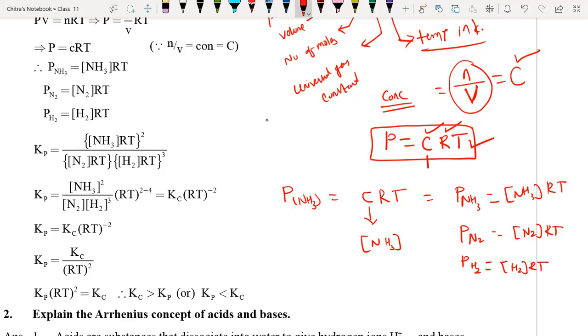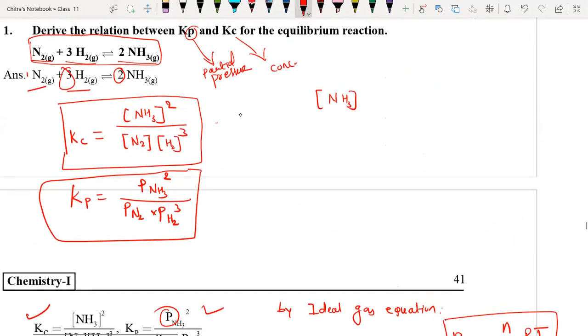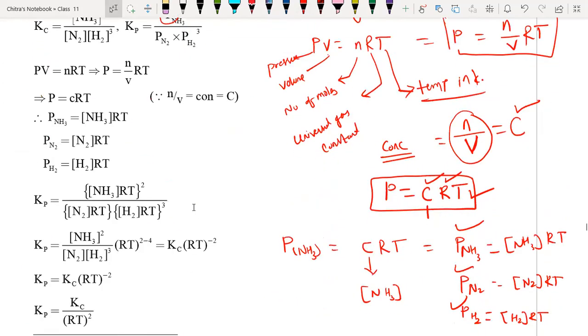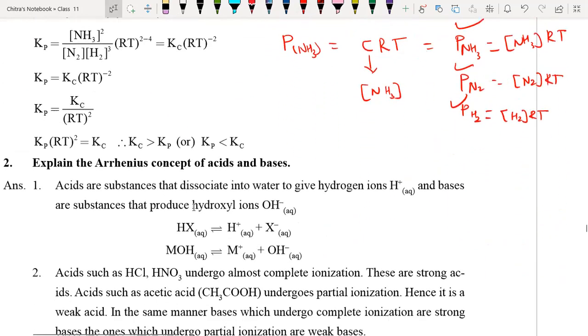Now we have constant pressure also. So can we put all these values in that formula over here? Yes, now we are going to replace the values there. After that, I'm using other ink, the blue ink now, so that you can differentiate easily.